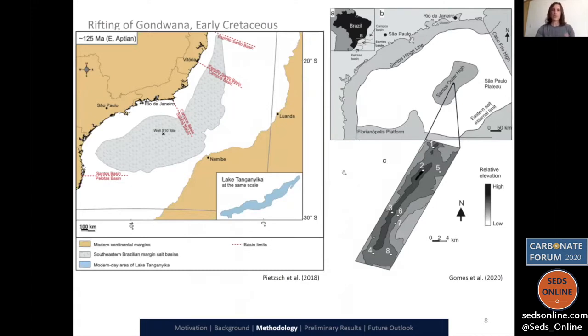reconstruction, giving us the paleogeographic context, as well as perspective in scale, although it's not showing the deposits on the West African margin. But we are interested here in this region, in Santos Basin. The map to our right shows a rough structural perspective of this region, and also indicates where our samples are coming from.